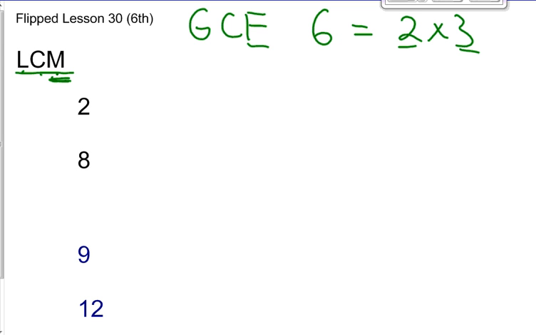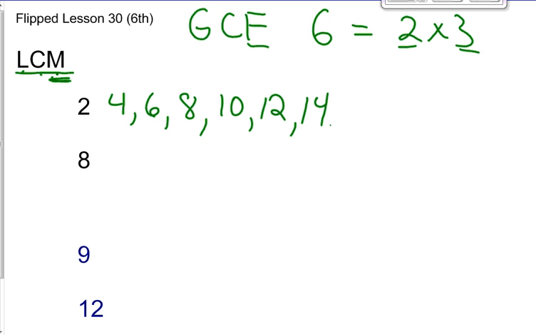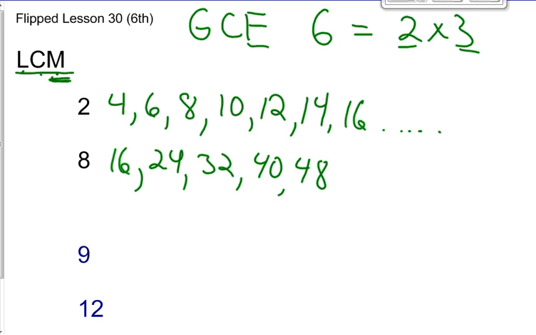The multiples of 2 are going to first of all start with 2. 2 times 1 is 2. 2 times 2 is 4. Then 6. Then 8. Then 10, 12, 14, 16, and we can continue going on in that way. Then we can also look at 8. What are the multiples of 8? It would be 8, 16, 24, 32, 40, 48, and so on, continuing in that way.